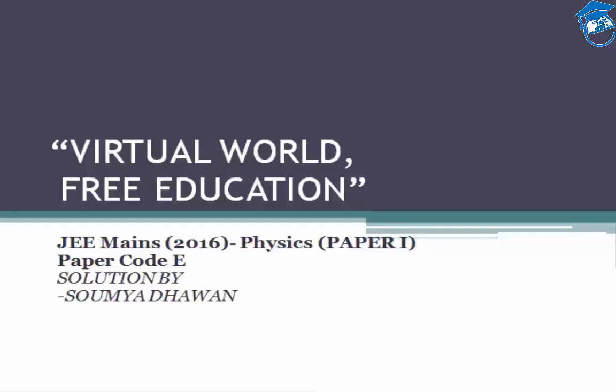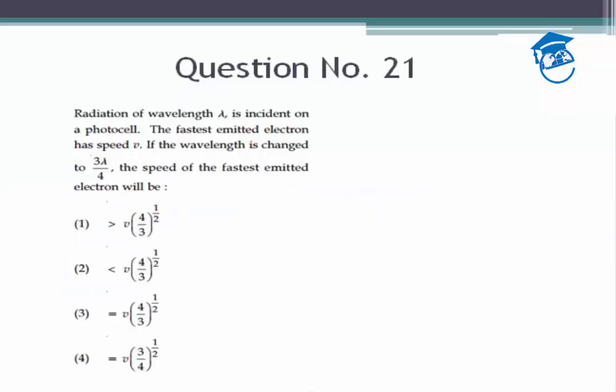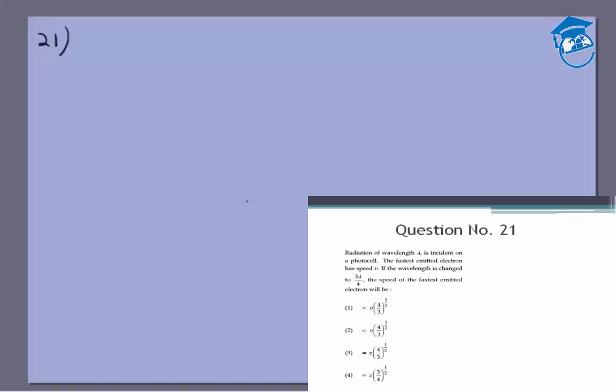In this video, we'll discuss solutions to the 2016 JEE Mains Physics question paper. Question 21. Radiation of wavelength lambda is incident on a photocell and the fastest emitted electron has a speed v.